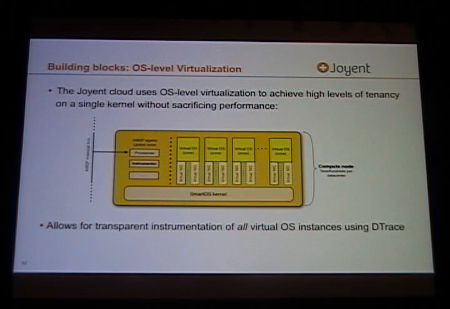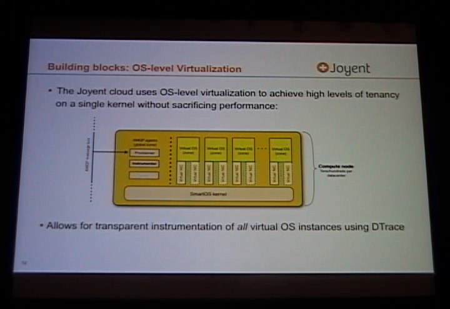So each of these local zones has its own root file system. You can be root there, you can do ifconfig, you see all your virtual NICs and everything like that. But there's only one kernel, which is really important for overhead. It allows us to drive our cloud to very high levels of tenancy, which in turn reduces the cost of the cloud.